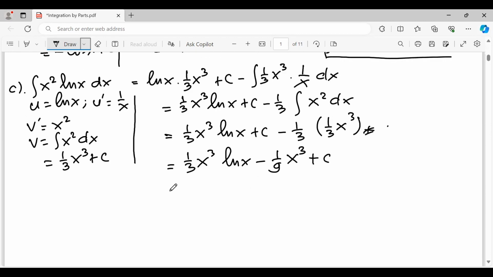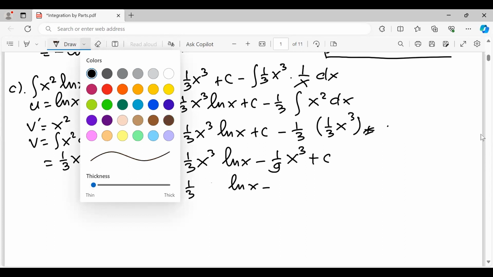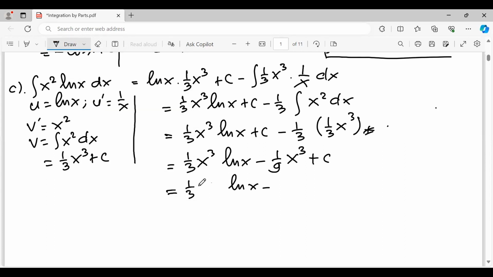Or if you would like to factorize, it will be like this: 1/3 x cubed times ln x minus 1/3. You may factorize like this.